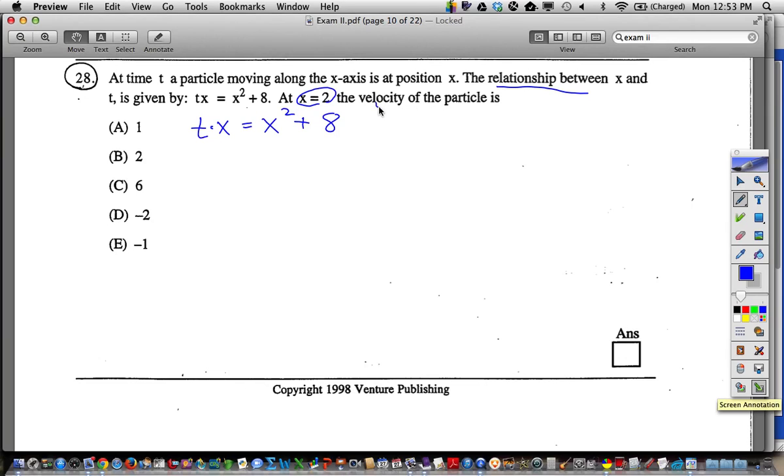Now they want the velocity, so what am I looking for here? What prime? There's no F in this prime. Did you say F? Okay, there's no F here.